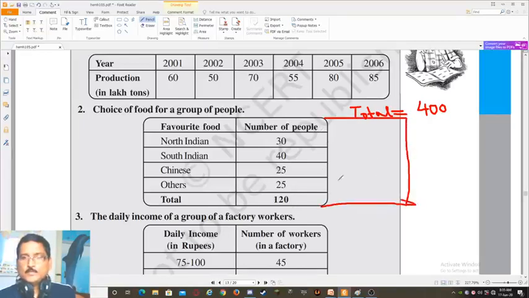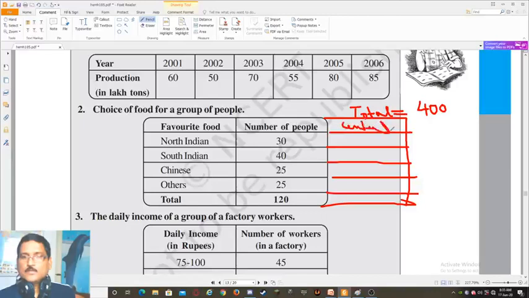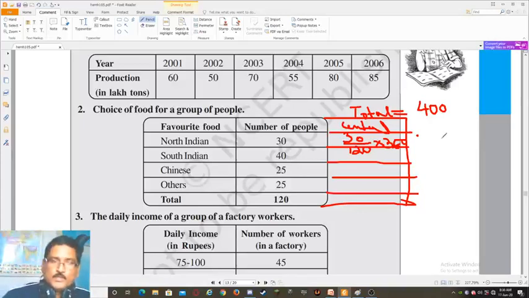Central angle: 30 upon 120 multiplied by 360. Same procedure you apply, you will get the degree. Then you convert into 360 degrees one by one.